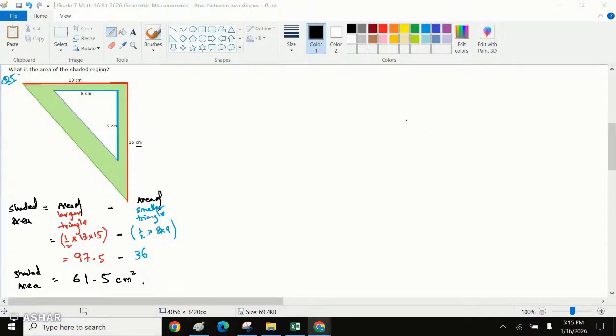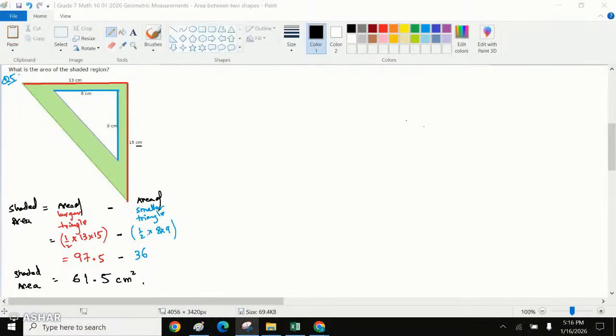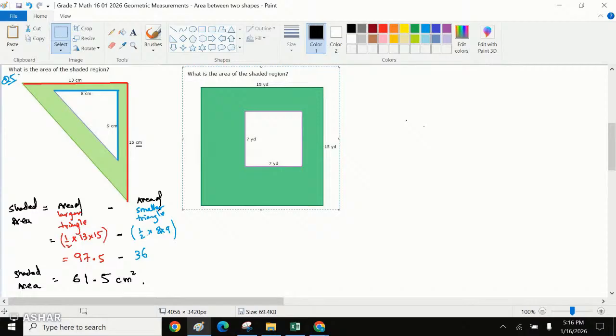And 61.5 was the answer to the previous question. Okay, let's see. The next question says, what is the area of the shaded region when both the shapes are given to us as squares? Next question, this is question number 6, and both the shapes were given as squares.